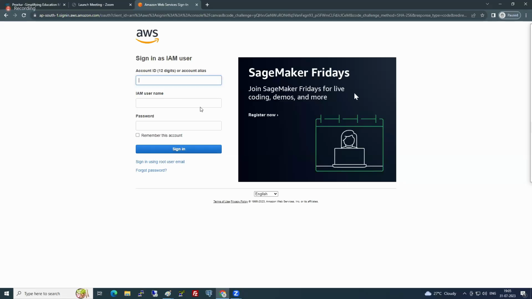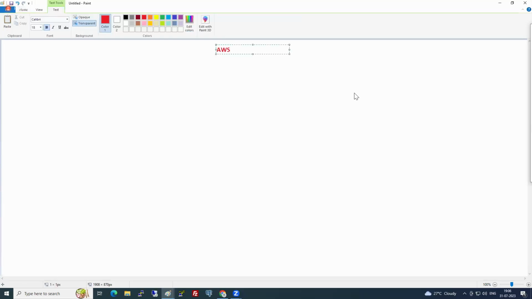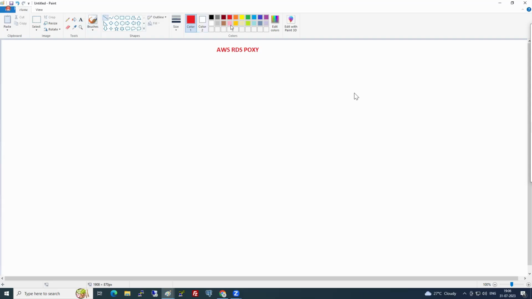Hey, by the way, there is one more topic. We call it AWS RDS Proxy, or simply RDS Proxy. What is that? What is this RDS Proxy? RDS Proxy is completely managed by AWS again.